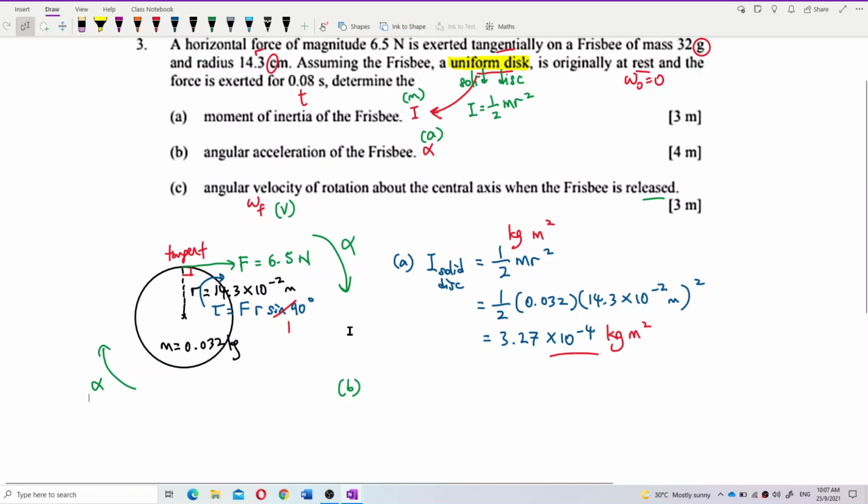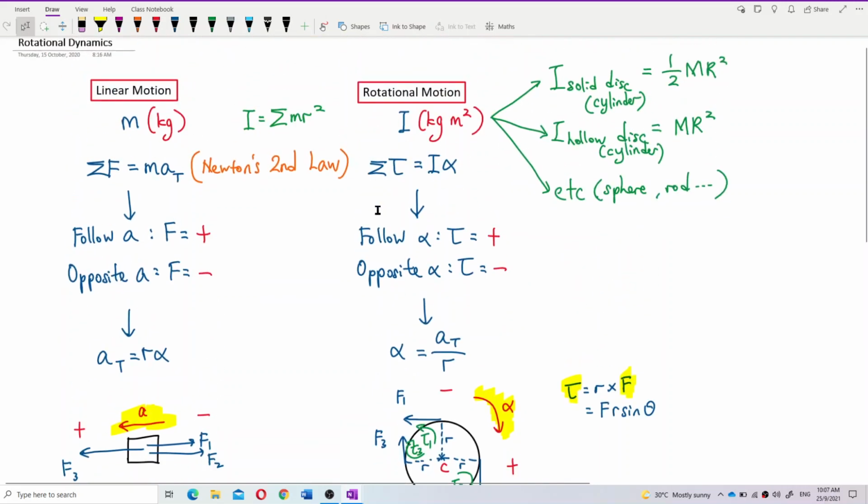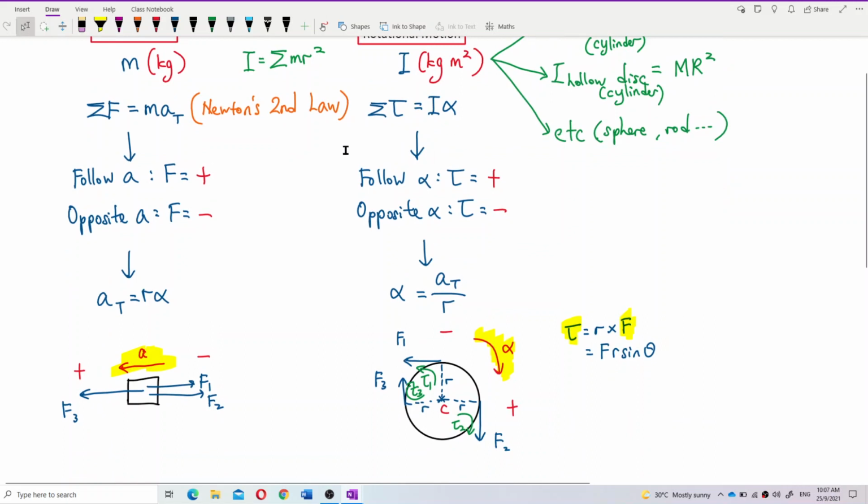Our alpha is clockwise. We want to find alpha actually. So we have the torque and we have the moment of inertia, so we just use the formula: total torque equals I alpha. And we use this concept: when torque follows the alpha, it is positive. When it is opposite to alpha, torque is negative.